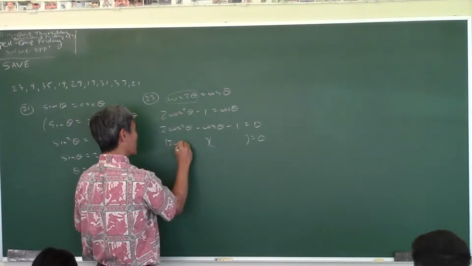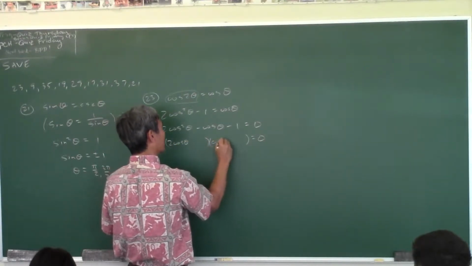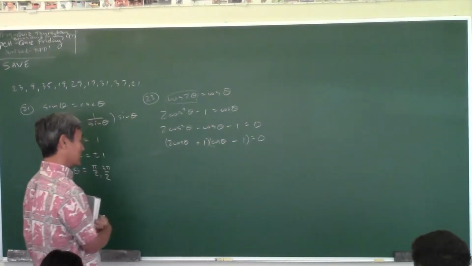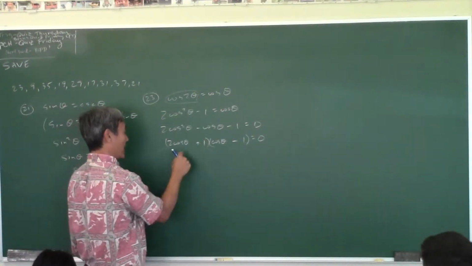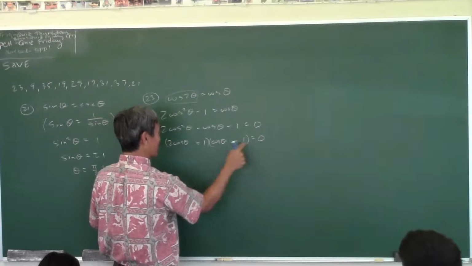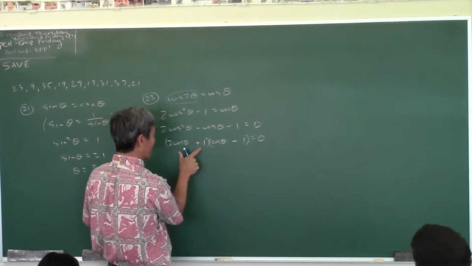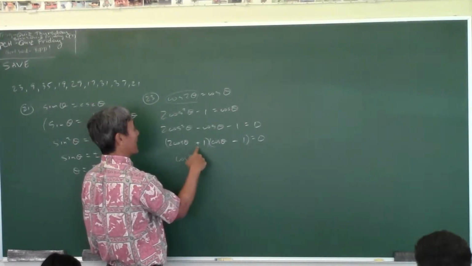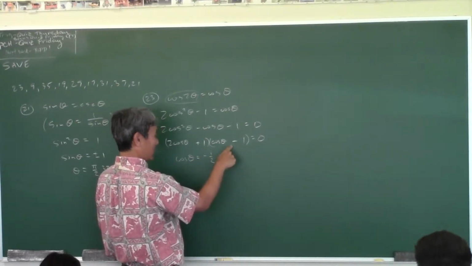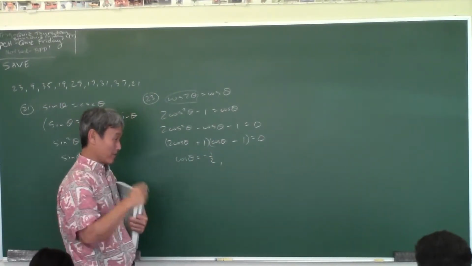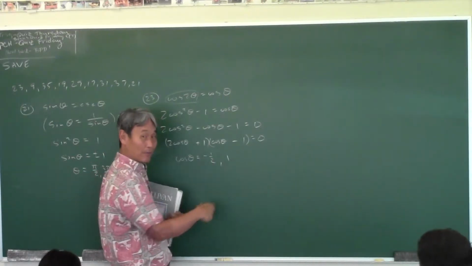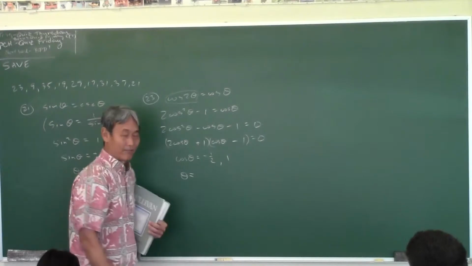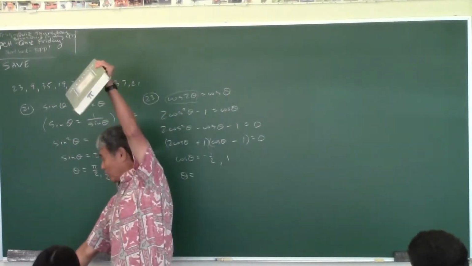So 2 cosine theta minus 1, cosine theta plus 1. Okay? And then if something times something equals 0, either this is 0 or this is 0. So what would make this one 0? Cosine theta would have to be negative half. And for this factor, cosine theta would have to be 1. And look, these are both numbers we're supposed to know, right? Cosine of what angle is negative half? How many times have I done this already?